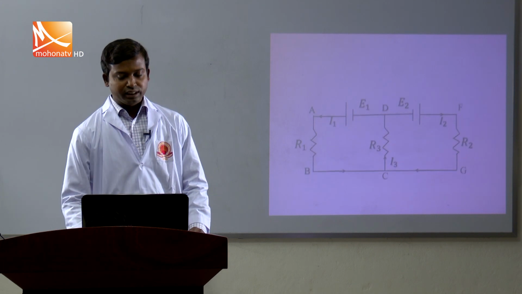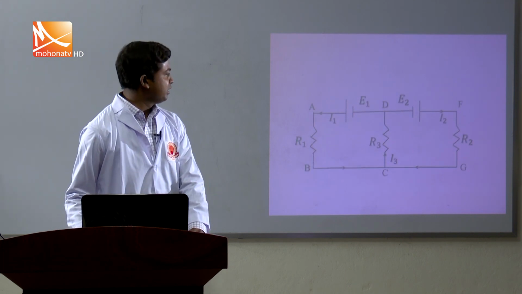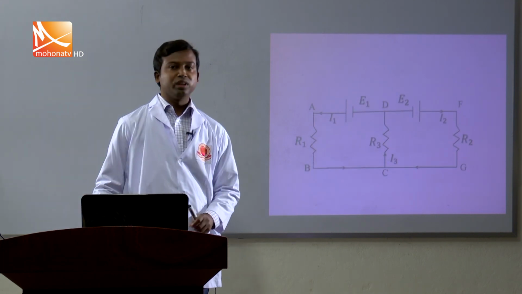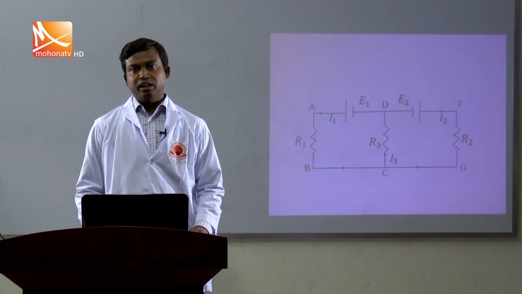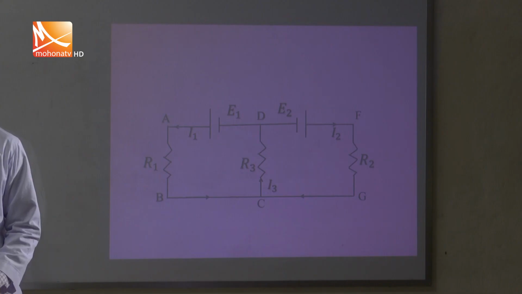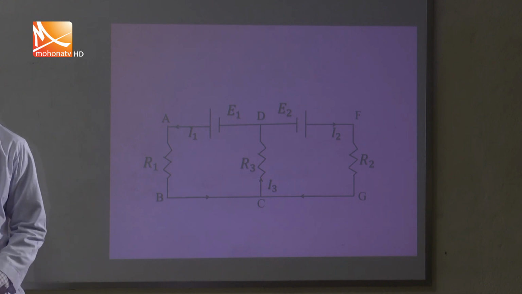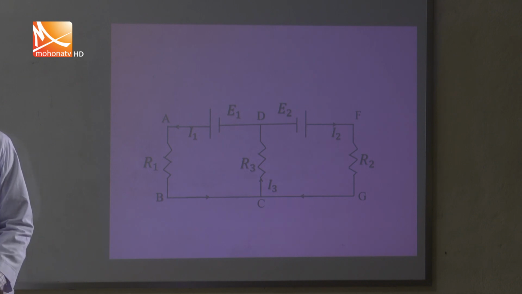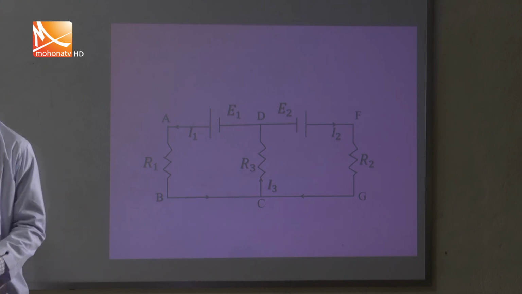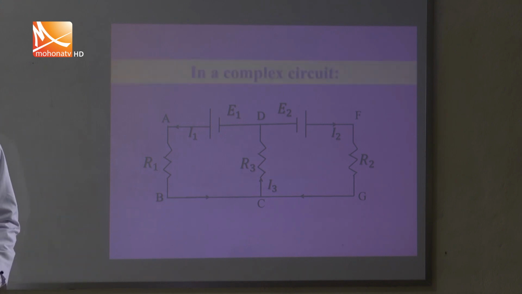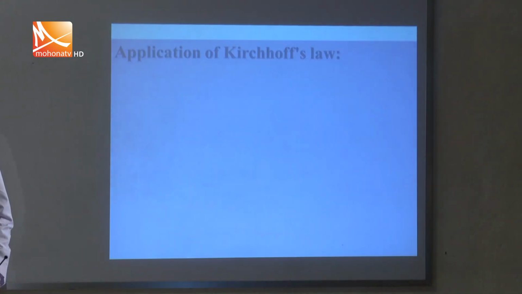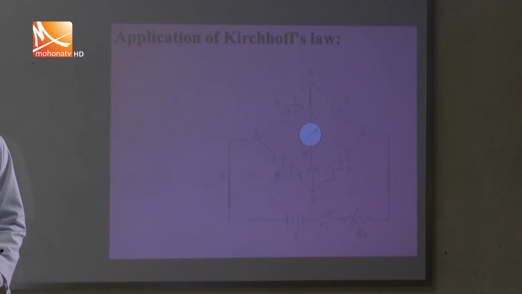And another one is a complex circuit, because this circuit contains more than one resistance and more than one cell, but there is no combination between the cells and the resistances. In this case, how can you calculate the currents I1 and I2? You have already learned from Kirchhoff's law. And finally, you have learned about the application of Kirchhoff's law.